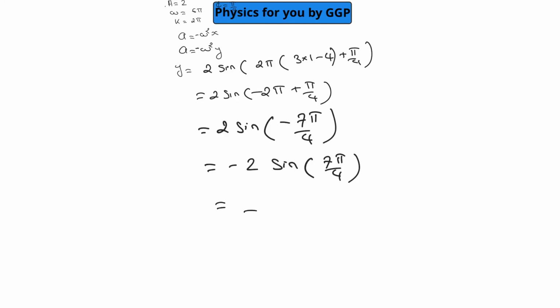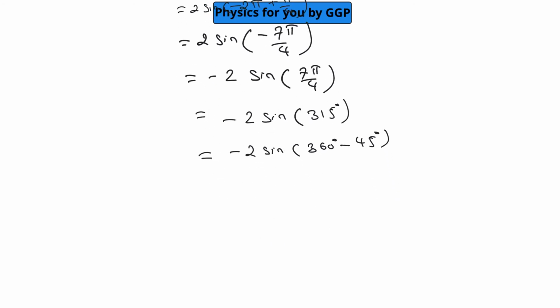So this is like 2 into sine of 7 pi by 4, which means sine 315 degrees, or we can write this as 2 into sine of (360 minus 45). So this we can take as minus 2 into 1 divided by root 2, which is minus root 2, so y is root 2 in magnitude.